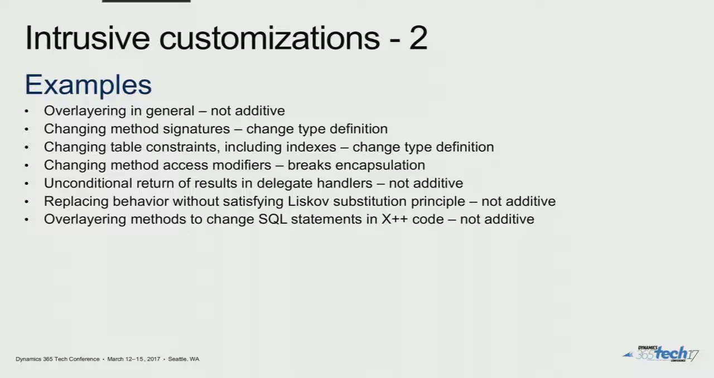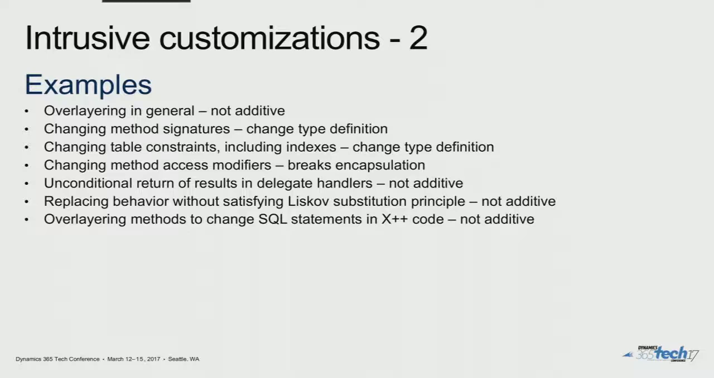Method access modifiers break encapsulation. You make a protected or private method public, that's no longer something that we have free control over. Changing return values with delegate handlers is not additive. There's this idea of the Liskov substitution principle, which basically means if you substitute functionality, it has to behave as the other functionality, even though the implementation might be different. It's one of the solid software engineering principles. And basically, if you don't meet Liskov, you're not being additive at that point.